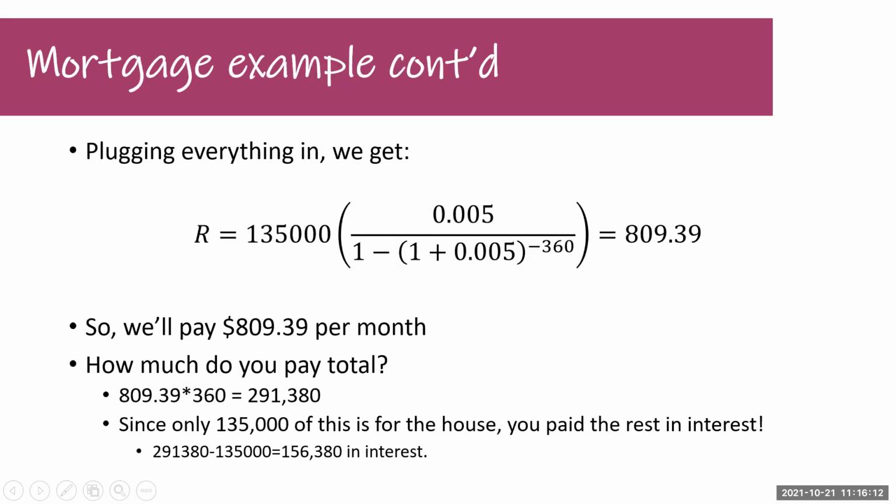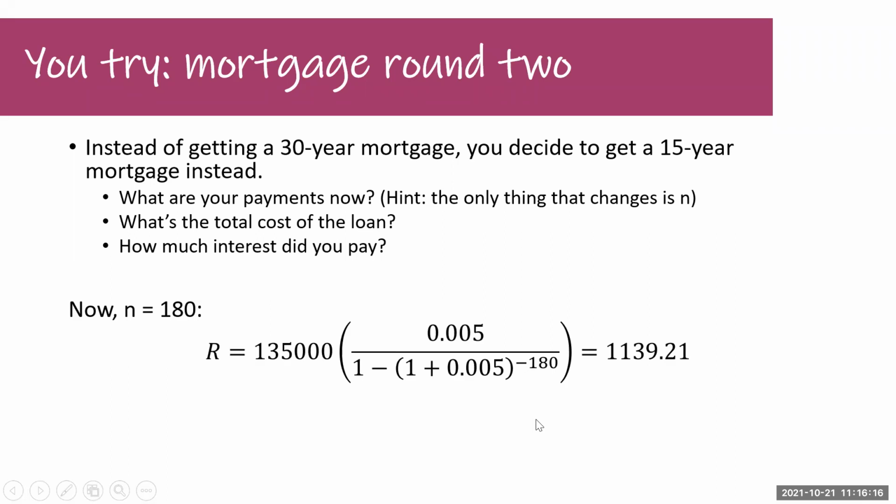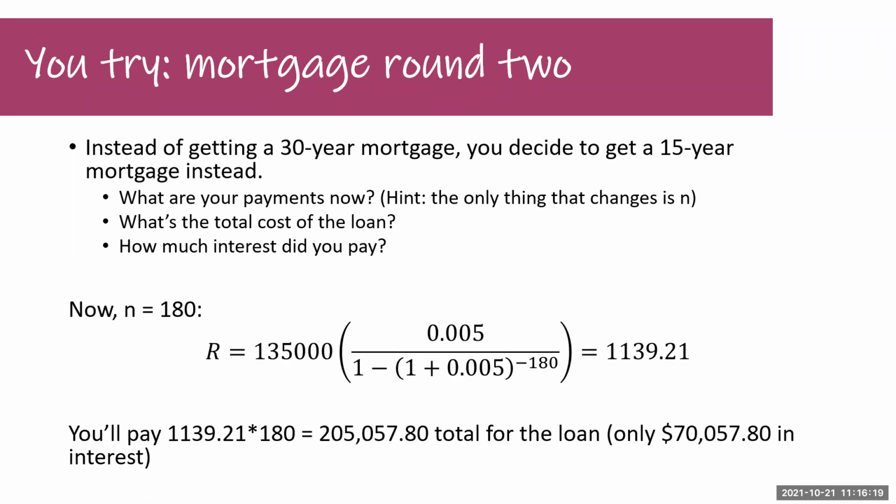So before, remember, we paid $156,000 in interest, and changing nothing except making it a 15-year loan, we increased our payments, but we didn't double them. And we saved a lot of money in interest. So sometimes that's your better option.